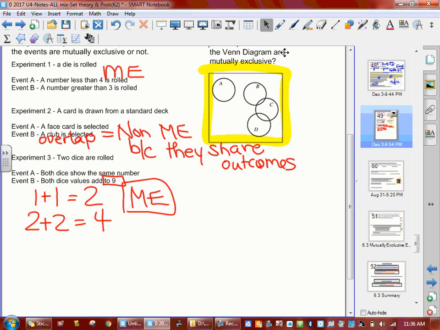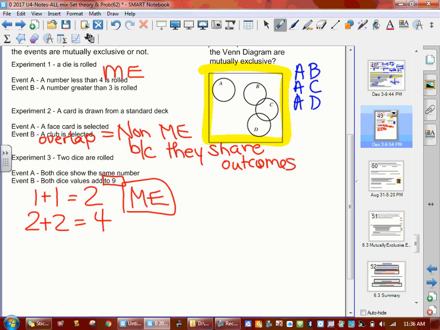What I mean by that is, which ones are not touching or overlapping? Which ones do not overlap? A with all of them. So A and B, A with C, A with D. They are mutually exclusive because they do not overlap.